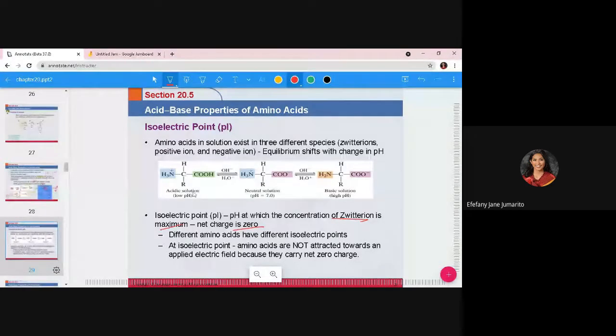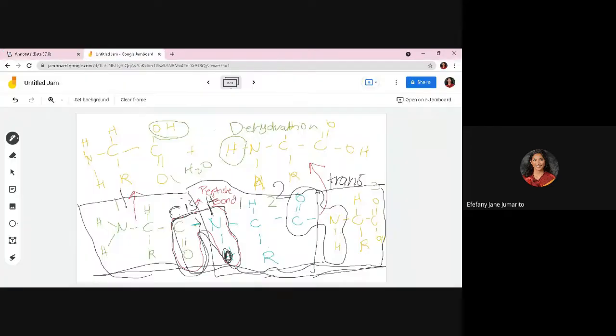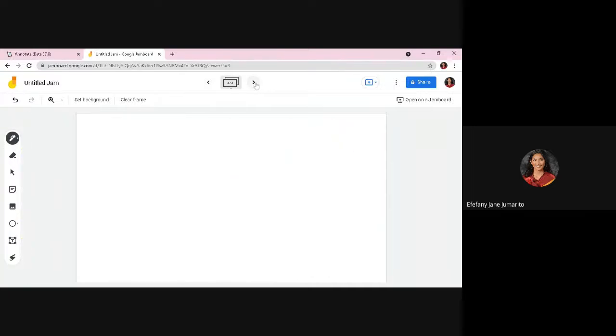Now if we have an example, if we have our amino acid, then under an acidic solution, when we say acidic solution, in a pH scale, what is the pH? Less than zero or no?